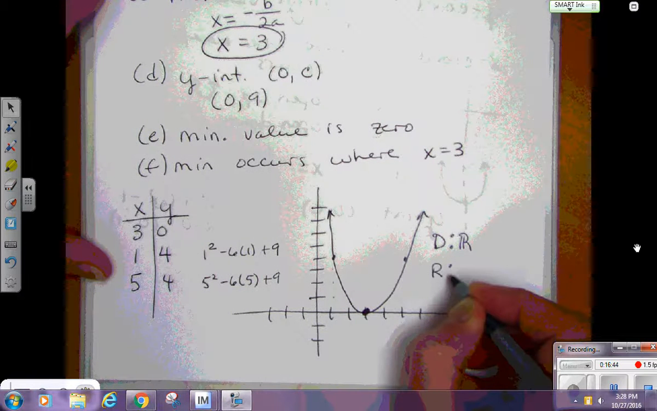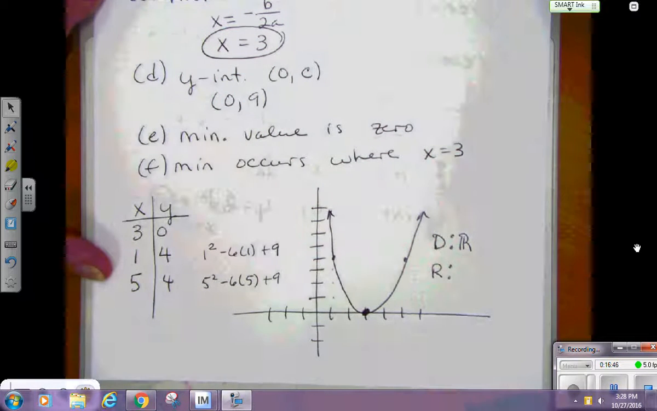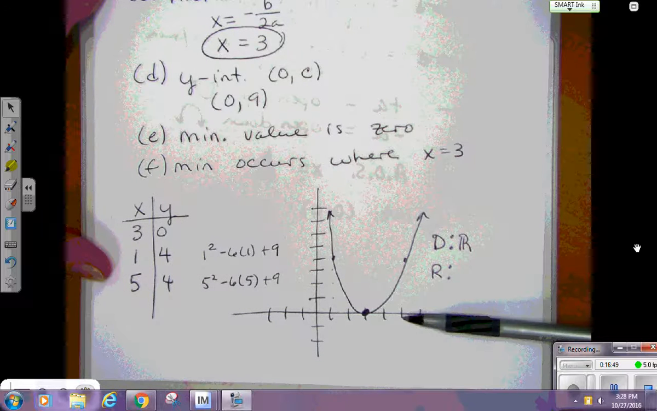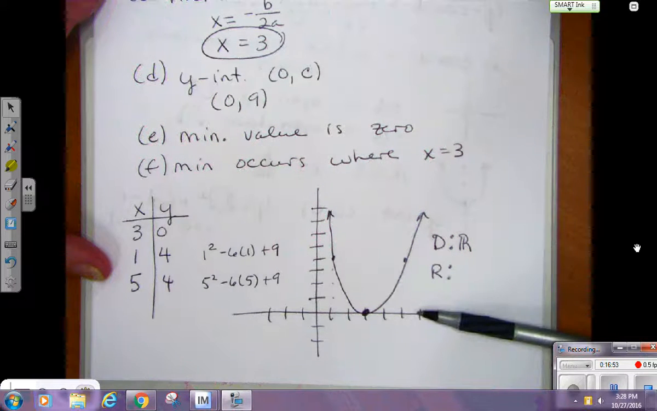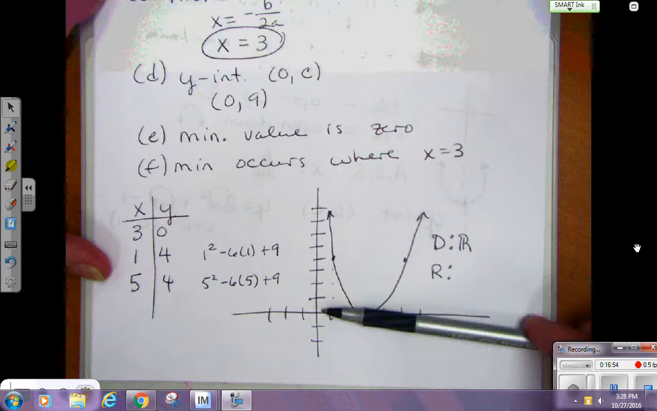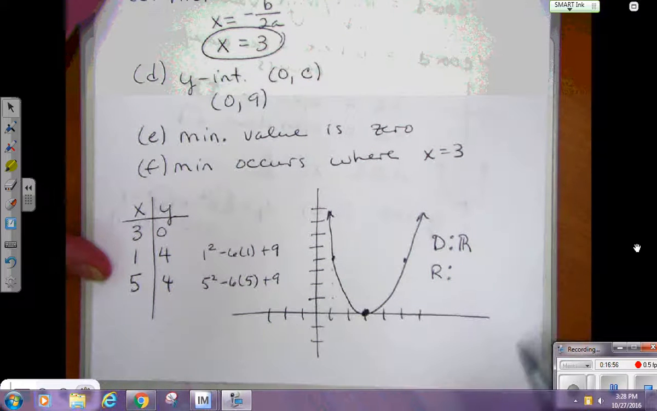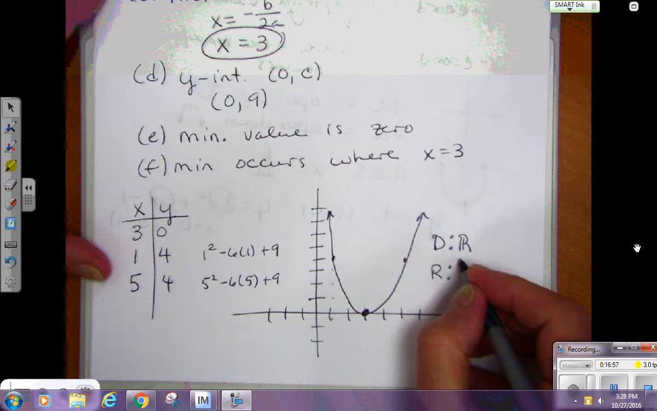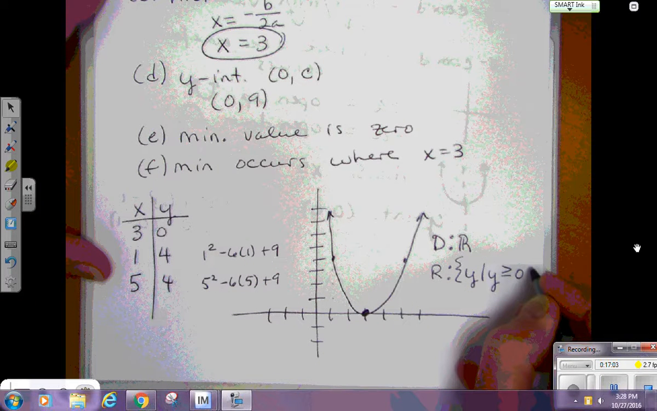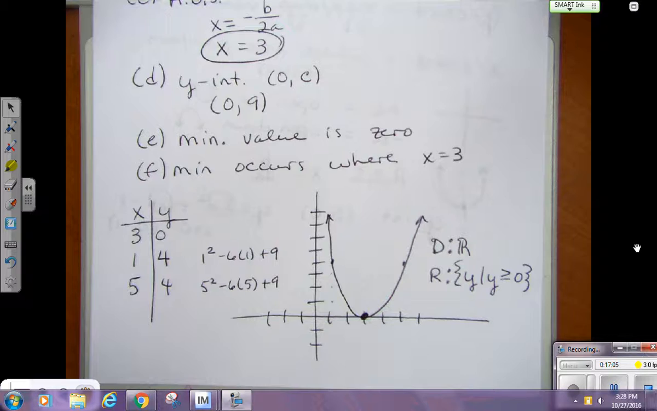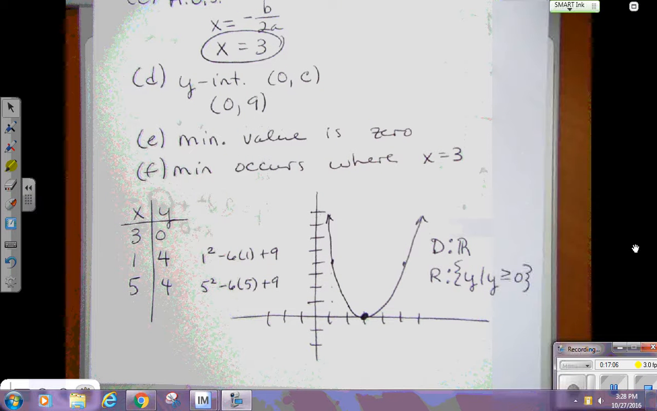Now your range, I'm sure you can already see that there is a restriction on the range. It's not going to go below 0 for y. Everything on the y has to be above 0. So we're going to use set builder notation, all values of y, so that y is greater than or equal to 0. And that's the end of that problem.